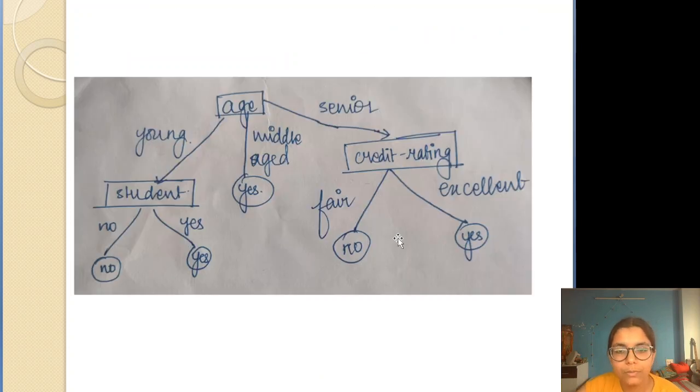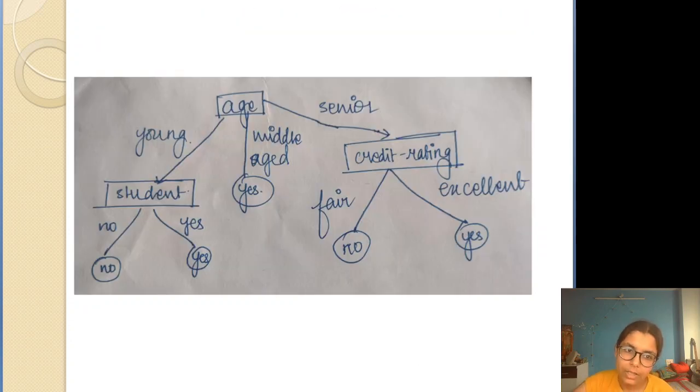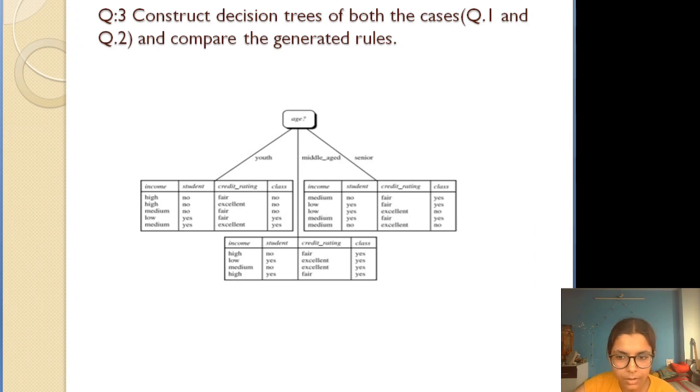For the next one, which was Gini index, it is similar to the one in information gain, as here also age was taken as the attribute with the minimum Gini index, and so we did the same thing again. We distributed into youth, middle age, and senior, and created our own decision tree. So in both cases you can see that age was the factor.